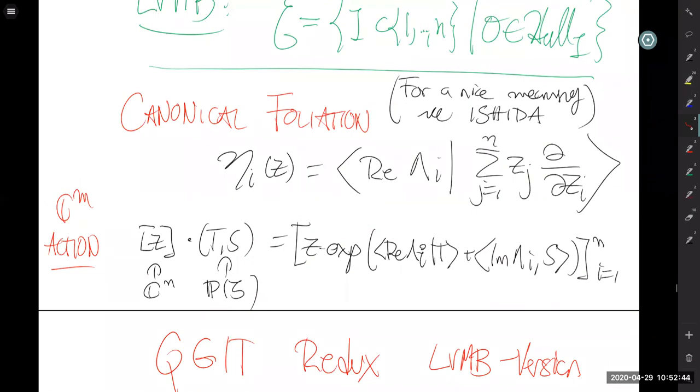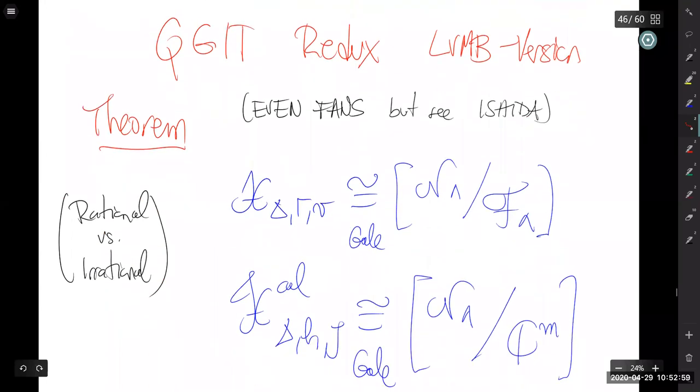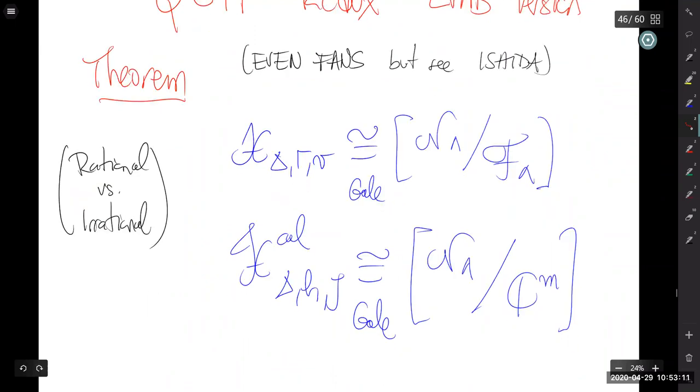There is an even more intrinsic approach, closer to the classical toric story, which is extremely nice, but let me not go into that full-fledged today. Let me just mention the name of Ishida. In any case, we can redo the quantum geometric invariant theory using LVM theory, and it's what I said. For even fans, but see Ishida, the Gale transform will give you another extremely pleasant and nice representation of this stack.